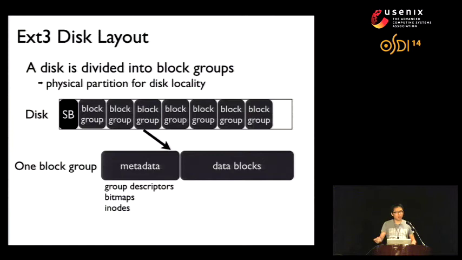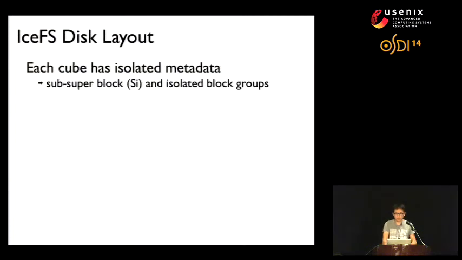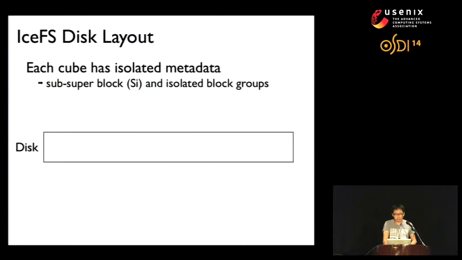However, the block group doesn't provide a true boundary across different files. That means different files can collocate in the same block group, and one large file can span multiple block groups. In IceFS, we provide isolation for different data containers on disk, so each cube will have its own metadata and its own data blocks. This is the layout of IceFS. We also have a shared super block at the beginning, but it only stores static information, like the fixed number of blocks and the fixed number of inodes.